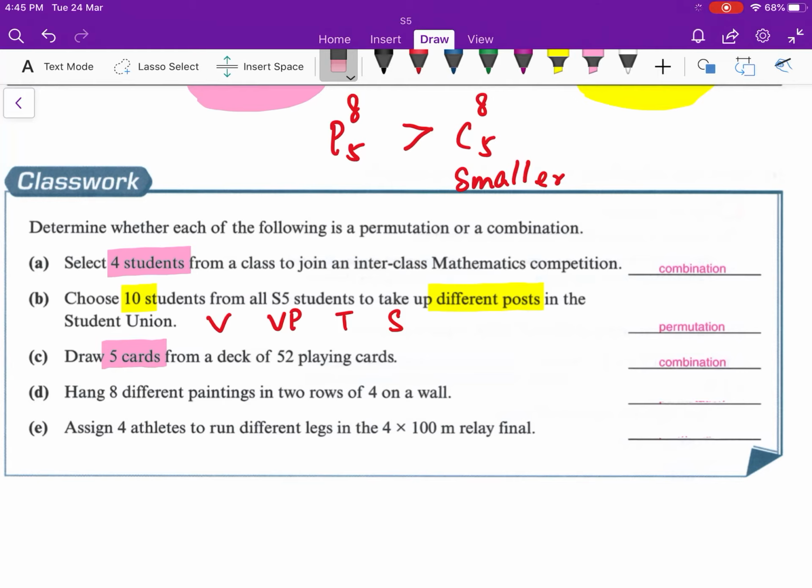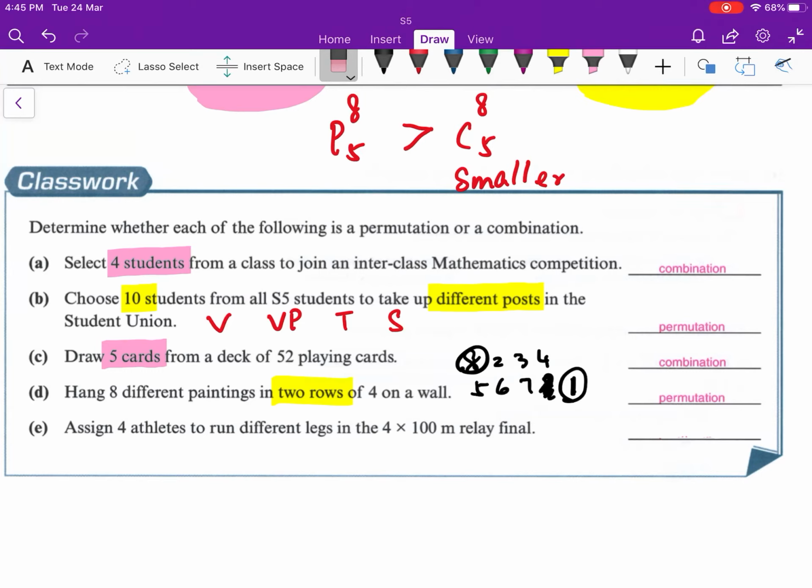Now take a look at D. Hang 8 different paintings in 2 rows of 4. What does it mean? It means 1, 2, 3, 4 in one row, 5, 6, 7, 8 in the other. Does the order matter? Of course, because painting 1 can be put here, or we can reverse the position, painting 1 put here and painting 8 put here, right? When you change the order, the outlook is totally different. So this does care about the order. So it's a type of permutation case.